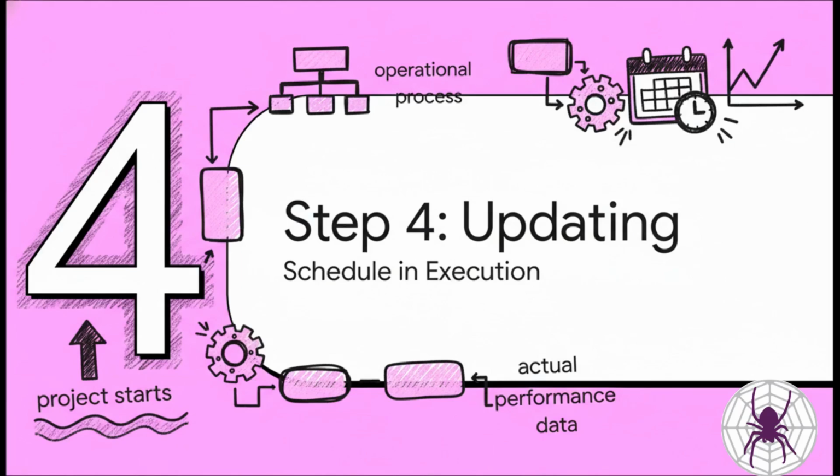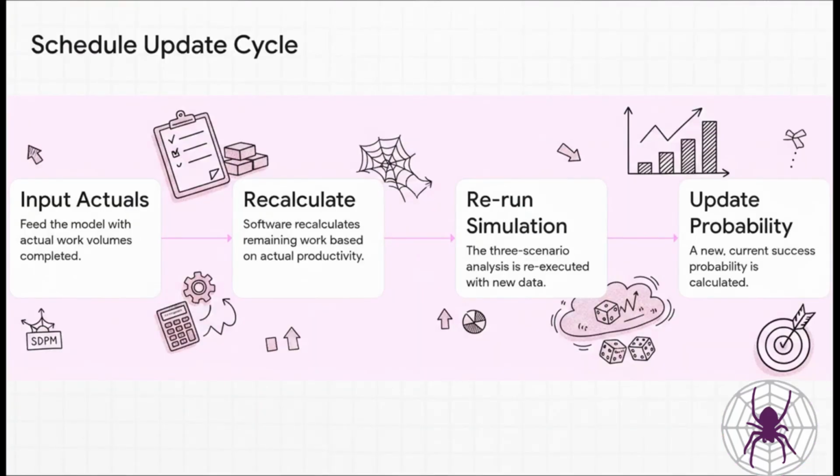Okay, our baseline is set. The project kicks off. Let's now walk through the operational process for keeping the schedule updated with actual performance data. This is your update cycle. First, you input your actuals. And critically, we're talking actual physical volumes completed, not percent complete. Based on that hard data, the software automatically recalculates all the remaining durations using the actual productivity your teams have demonstrated on site. Then, you just rerun the risk simulation, and it generates your new current success probability.